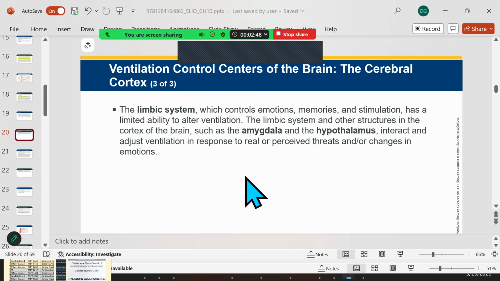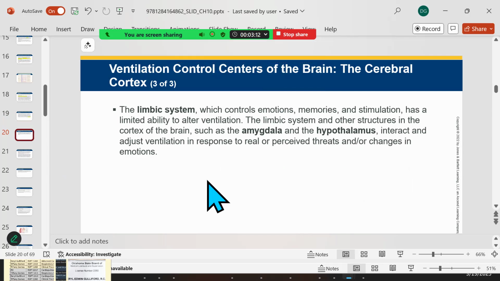The limbic system, which controls emotion, memory, and stimulation, with structures like the amygdala and the hypothalamus, interacts and does adjust ventilation in response to real or perceived threats. Being scared, someone chasing you, let's say, or thinking that someone is trying to get you, whether it's true or not, does affect your breathing.